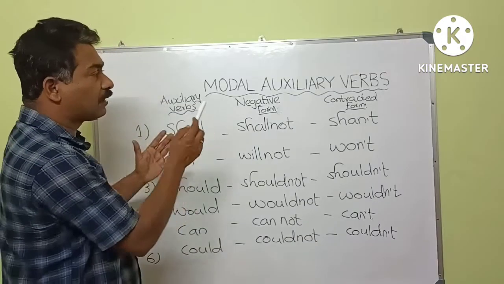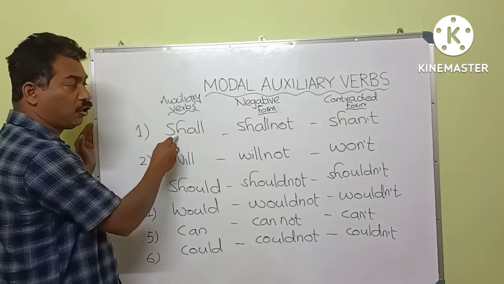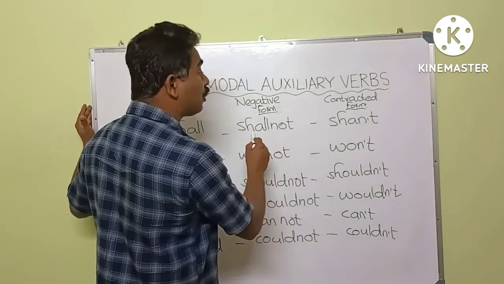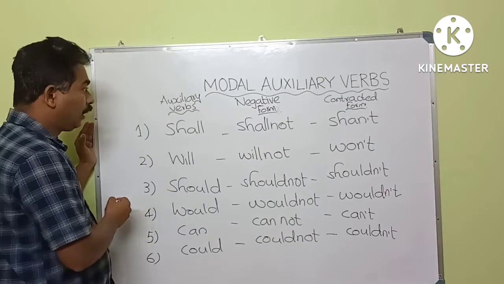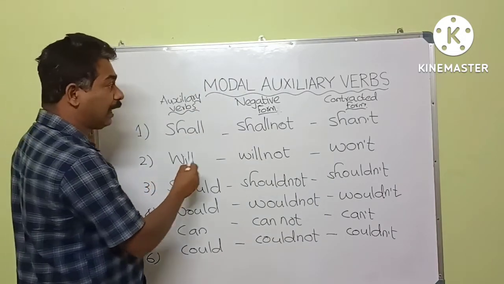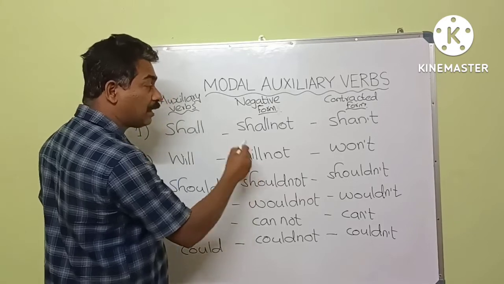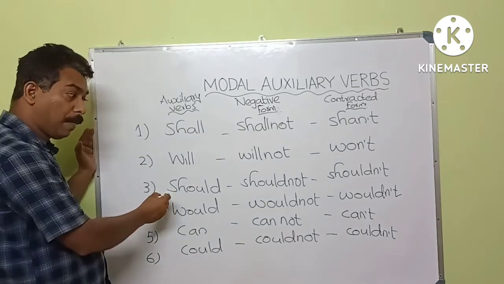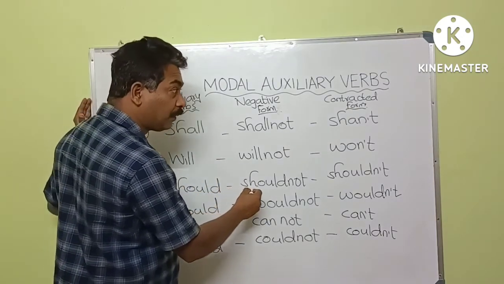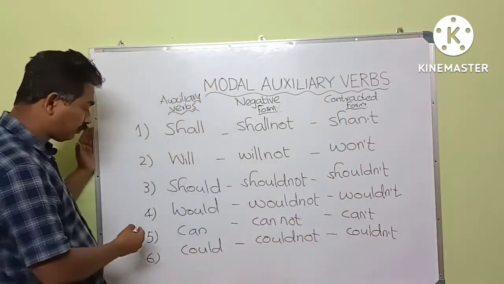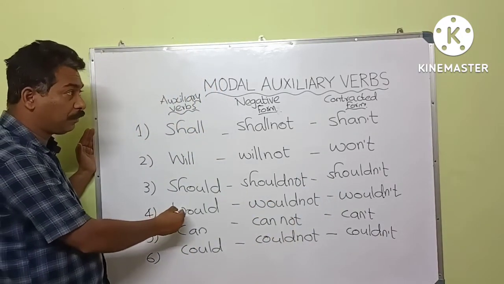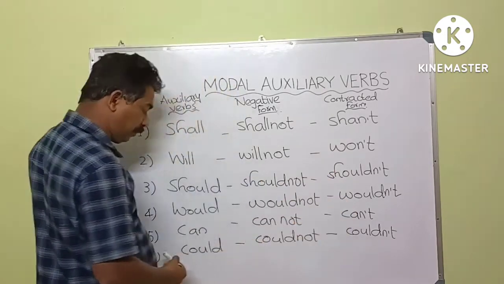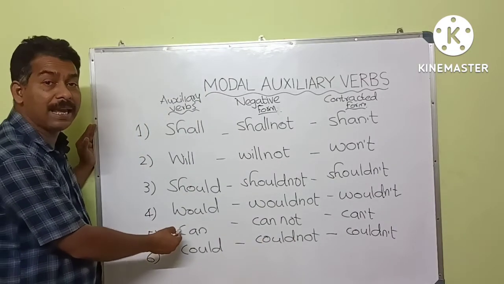Modal auxiliary verbs. The first one is shall. The negative form of shall is shall not, and the contracted form of shall not is shan't. Number 2, will. Negative form is will not. Contracted form of will not is won't. Third one, should. Negative form is should not. Contracted form is shouldn't. Fourth one, would. Negative form is would not. Contracted form is wouldn't. Fifth one, can.